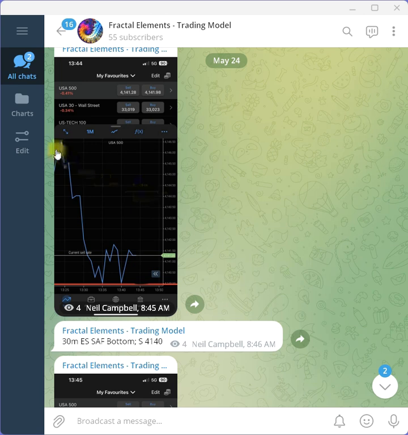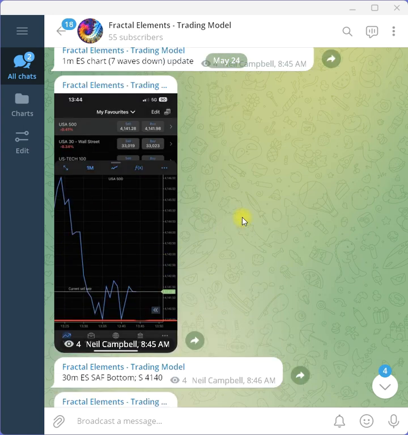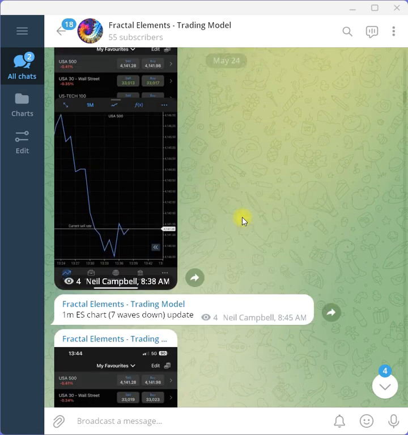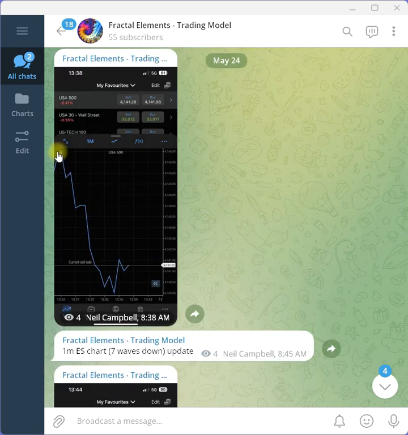Here's your 7 down fractal again. Look, 1, 2, 3, 4, 5, 6, 7. Bottom of the fractal, holding the support. If it holds support, it's going to turn up. It's kind of testing support here. So again, the fractals will define the risk for your trade. Here's the 7 down fractal again. 1, 2, 3, 4, 5, 6, 7.